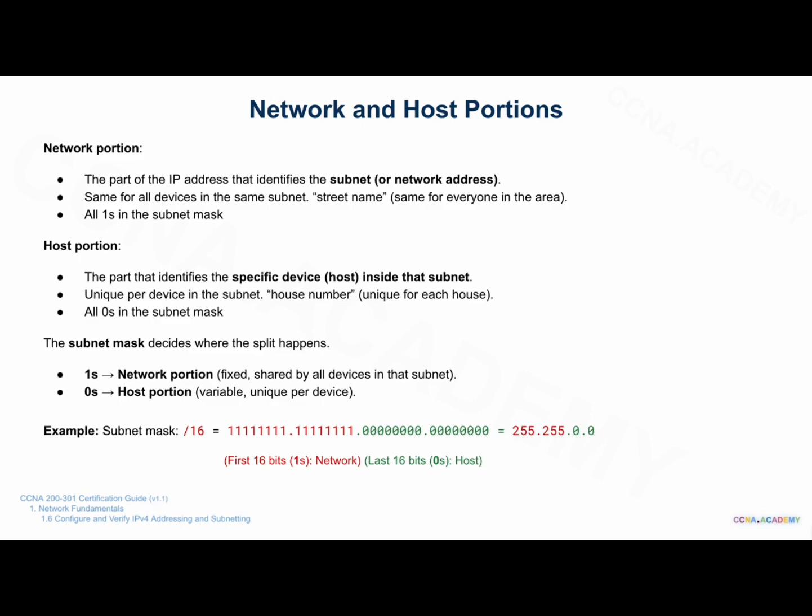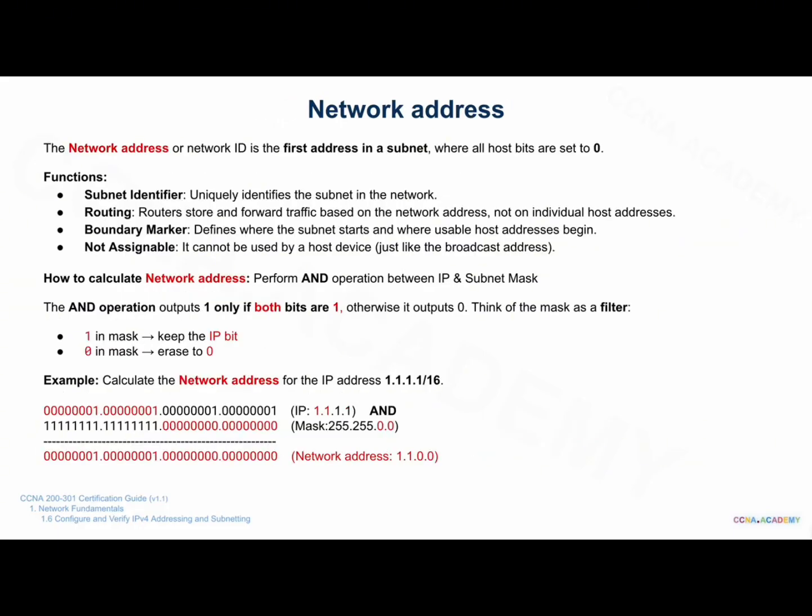It's unique for each host and shown as zeros in the subnet mask. Think of it like a street name and a house number. The subnet mask decides where the split happens. Ones mark the network part, and zeros mark the host part. For example, for a /16 subnet mask, the first 16 bits or ones define the network, and the rest identify the hosts.